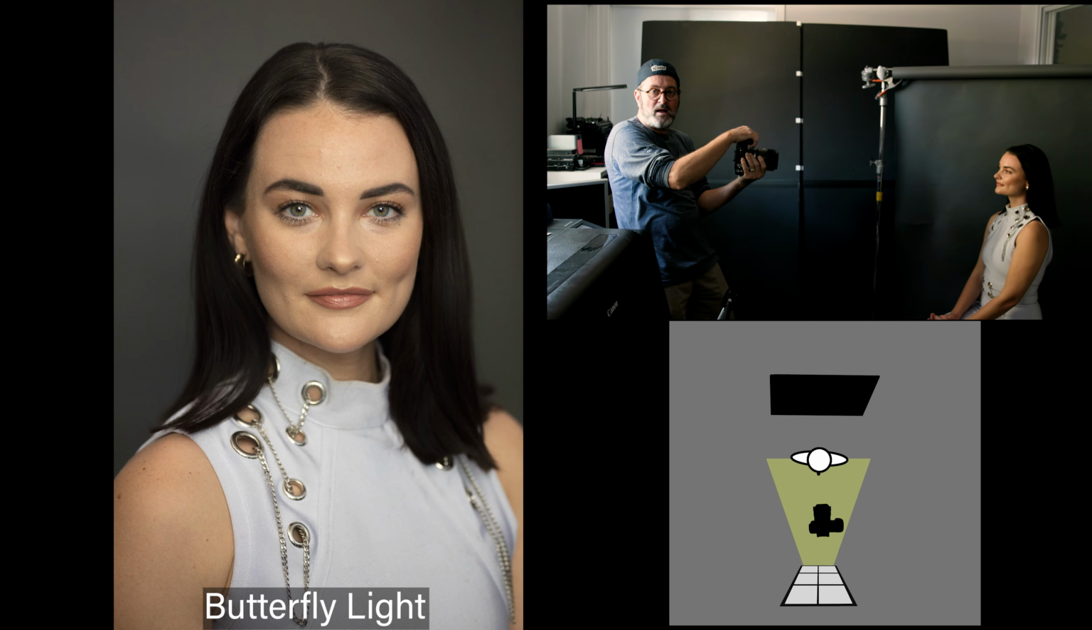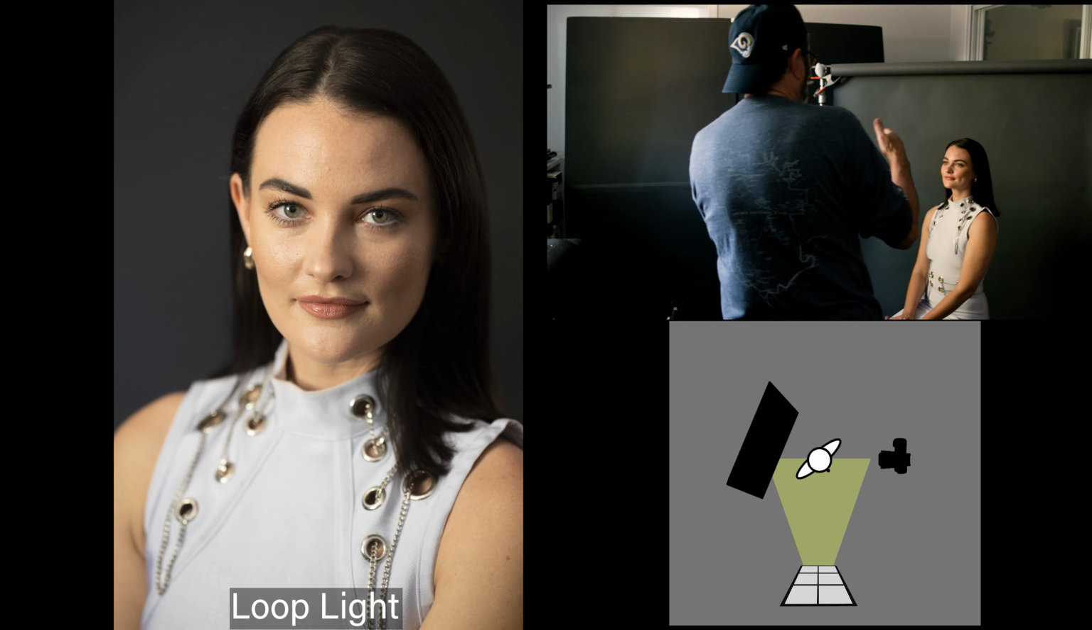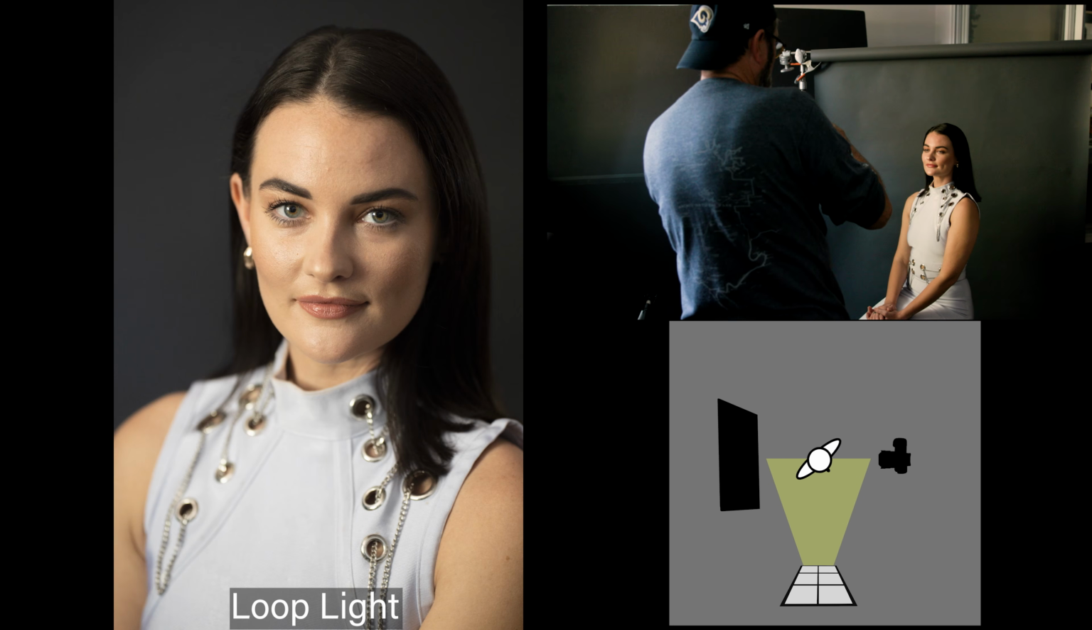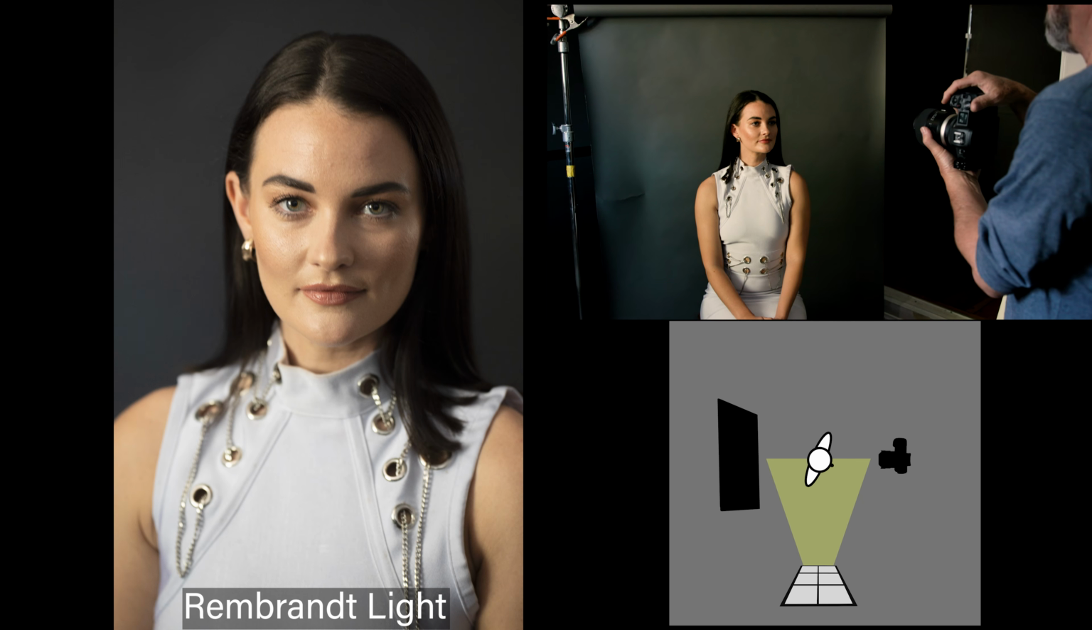So now I start with a Paramount or a butterfly light right here. I'll move her around and I now go to a loop light. Then I move around to a Rembrandt, into a split light.